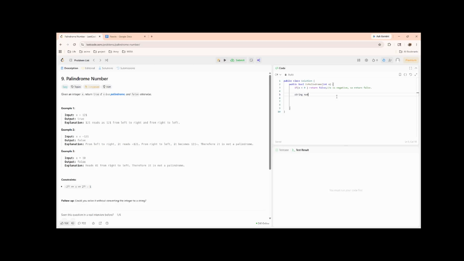String nums is equal to x dot convert to string, and then for int i equals 0, i less than nums dot length divided by 2, i plus plus. So looping it only halfway to compare if nums dot i.